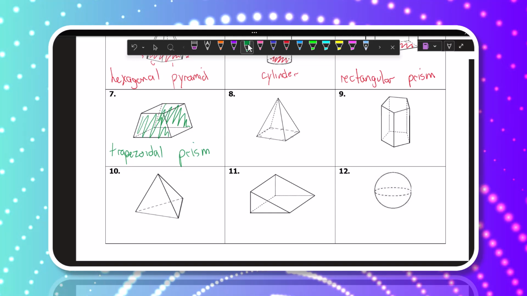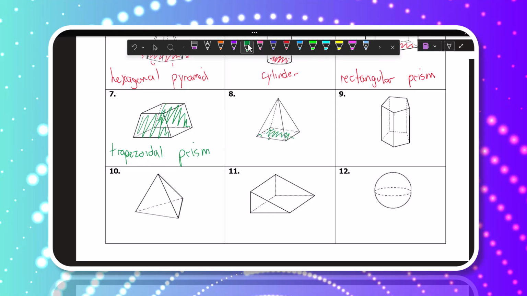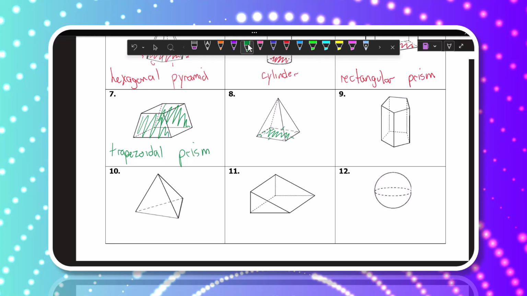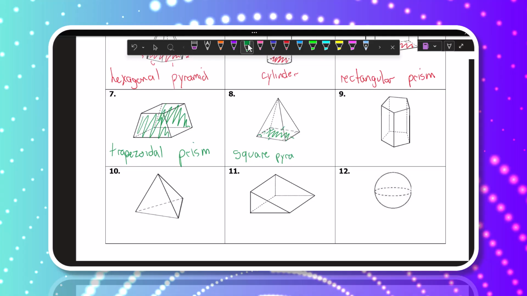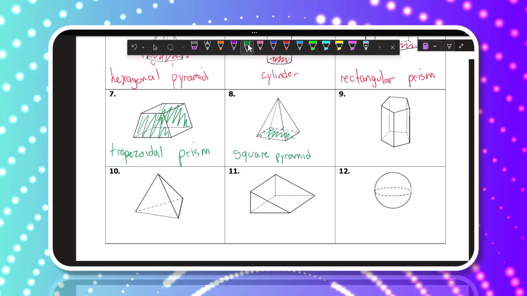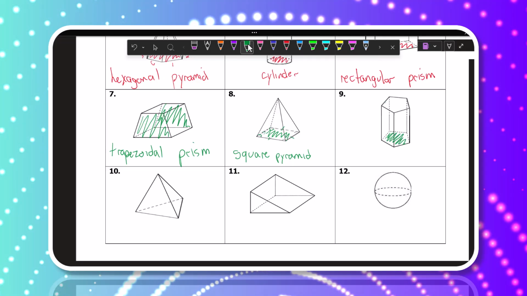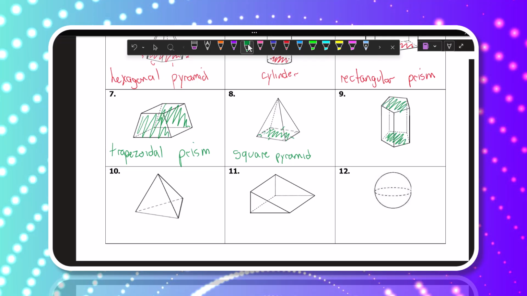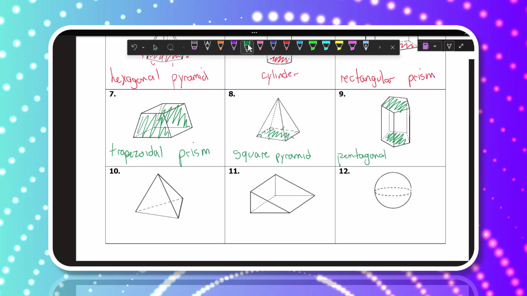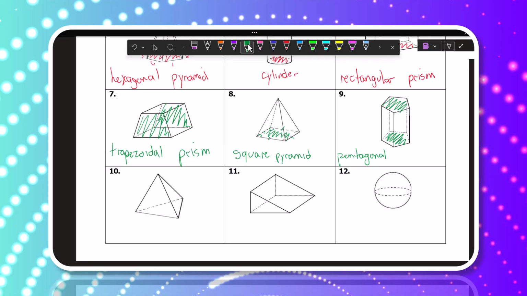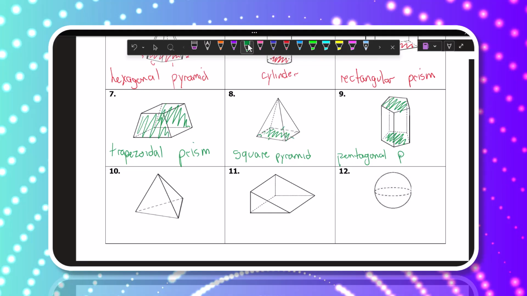8, we can tell this is a square in the base because we have all the 4 right angles and the 4 sides are all congruent. So this is a square pyramid, again, because it comes to a point. Number 9, we got a base here, and we got a base here. Now, what is that base? Well, there's 5 sides, so this is a pentagonal something. Those two faces, or bases, are connected by just sides, so that is a pentagonal prism.